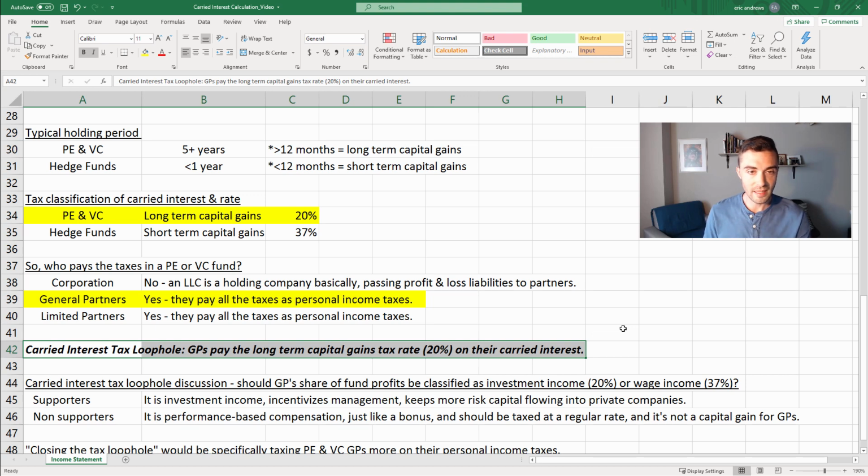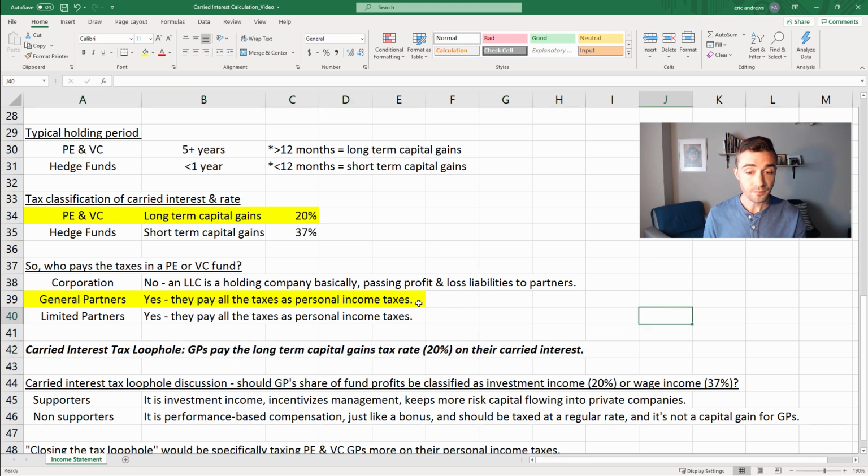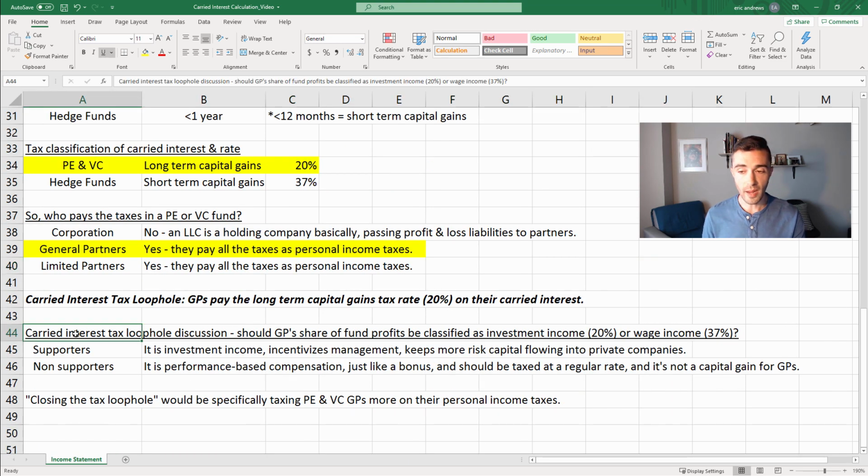And so the debate is, should they be allowed to pay this very low tax rate on something that basically isn't a long-term capital gains tax for them? So that's what the discussion is about. Should their carried interest be classified as investment income or wage income?